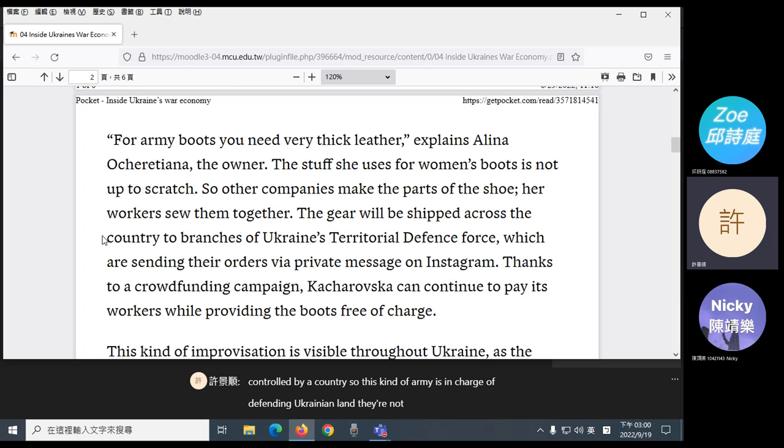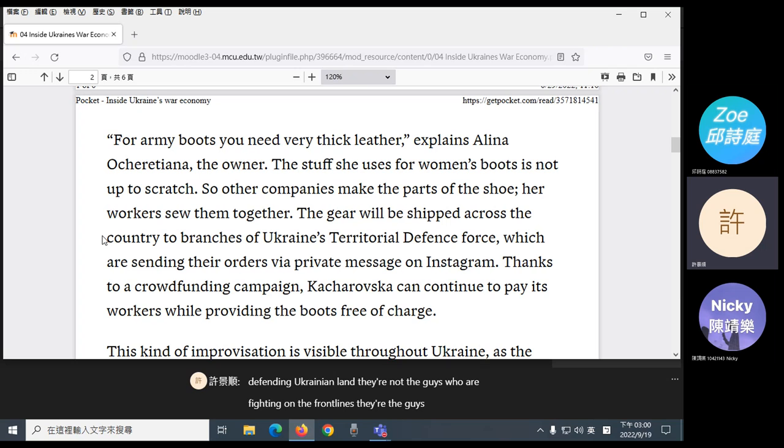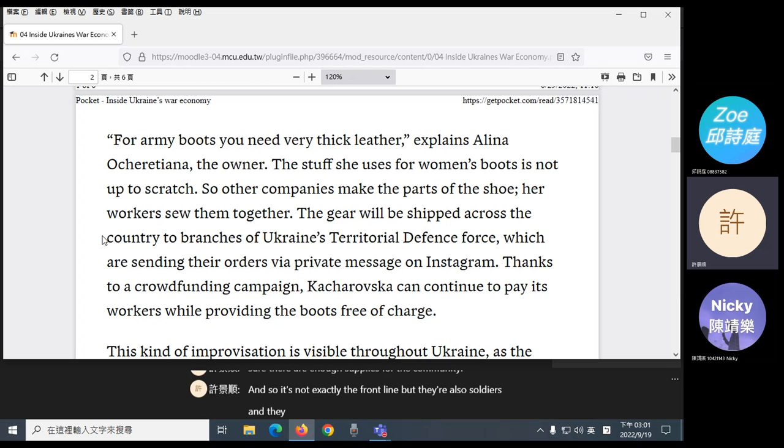They're not the guys who are fighting on the front lines. They're the guys throughout Ukraine that make sure there are no Russian spies, that make sure there are enough supplies for the community. So it's not exactly the front line, but they're also soldiers and they need boots.